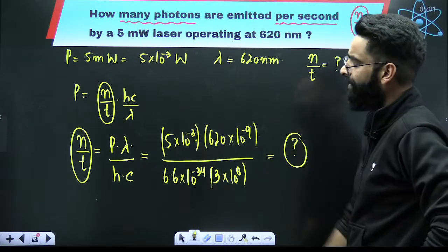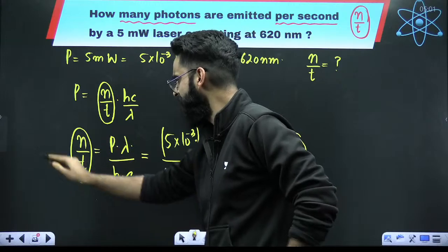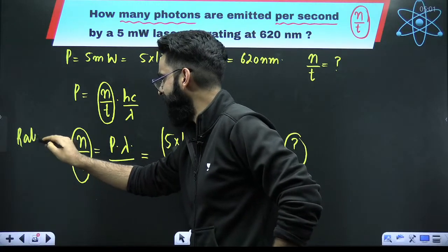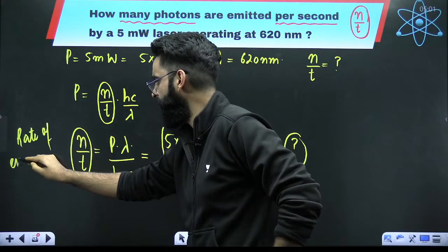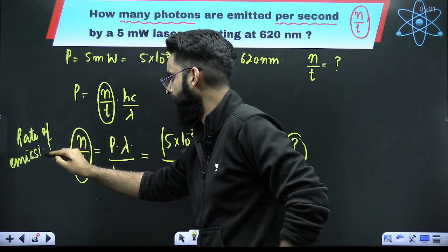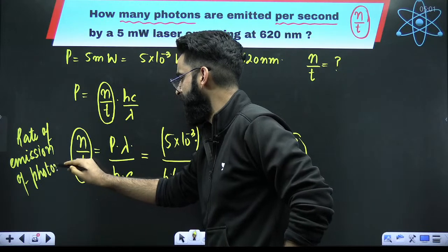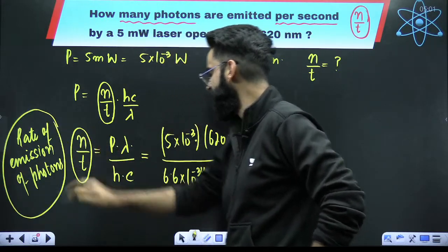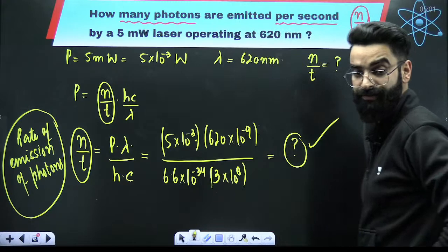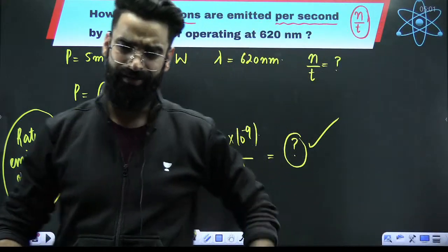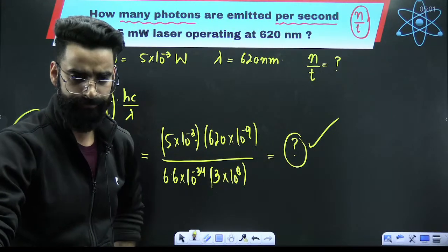You will be getting the number of photons emitted per second, which is something you will be calling the rate of emission of photons. So in this particular question, rate of emission of photons was asked, and you exactly calculated the rate of emission of photons, right? I believe calculation part you can do on your own.